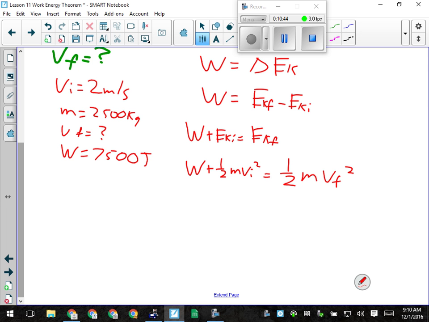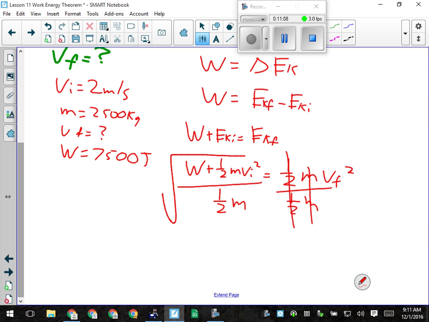I want vf by itself, so what do I have to move? Half of m, right? I'm multiplying these three things together, so I've got to move these two things. Okay, the half m doesn't cancel because there's an operation on the top already. Okay, I want vf, not vf squared, so I need to square root both sides. Okay, does everyone follow my manipulation there? Okay, where did I lose you?